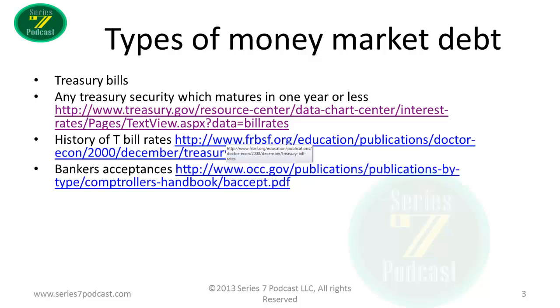Bankers' acceptances are another type of money market instrument. And here's something I wanted to show you on the history of T-bill rates.